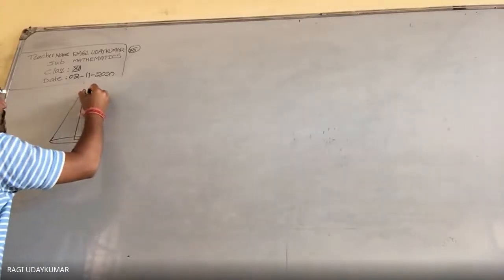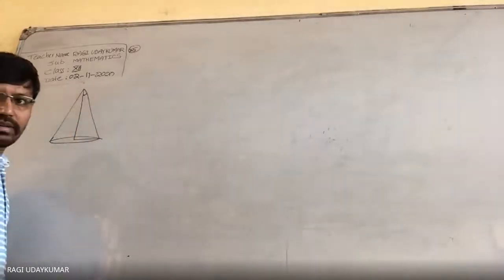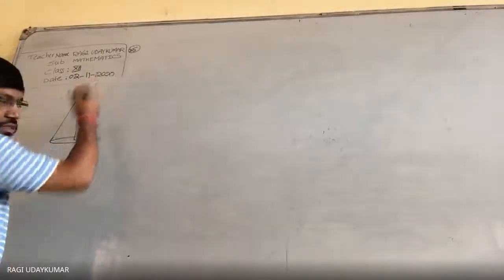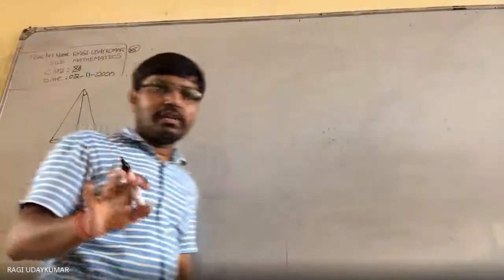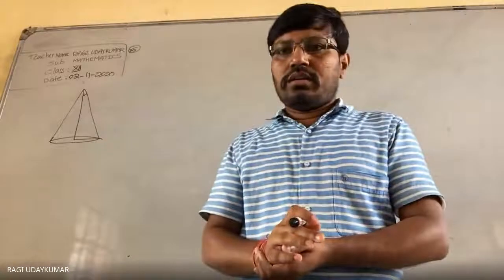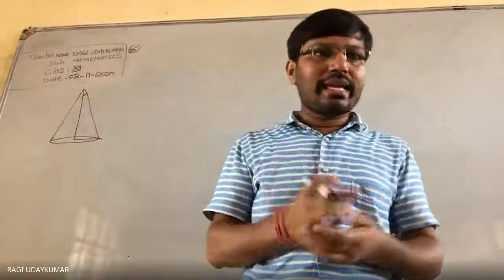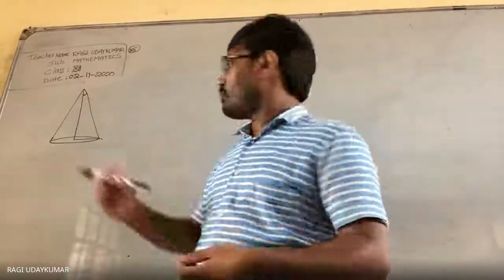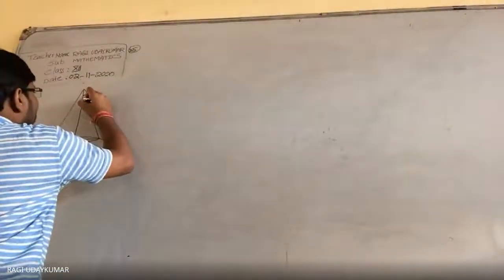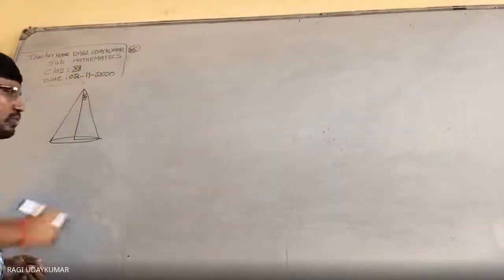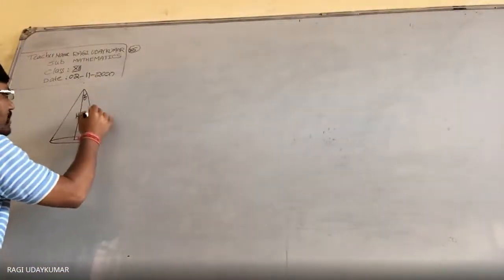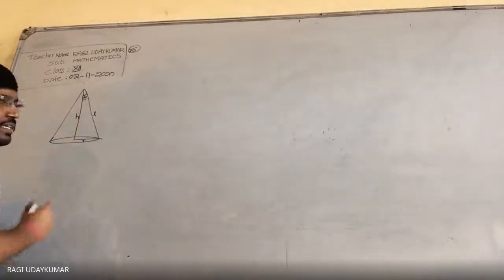This is not a semi-vertical angle. Vertical angle is nothing but completely this. The semi-vertical angle you consider as some angle, theta, consider this one. So here this is the height, this is the slant height, and this is the radius.